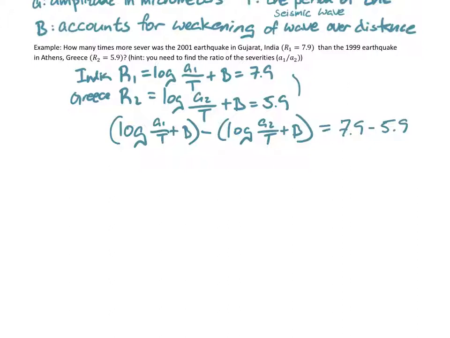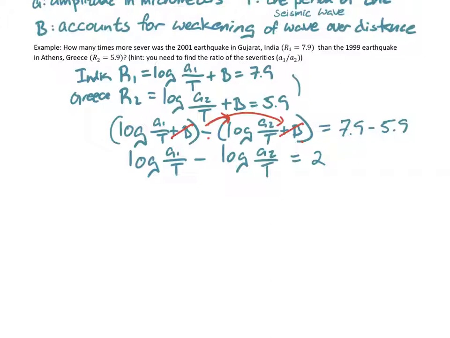Okay, first step here is just to distribute this negative. If this negative is on both the log and the b, we now have a negative b and a positive b. Well, those are just going to end up canceling out. So on our next step, we have log A sub 1 divided by t minus log A sub 2 divided by t equals, and we can go ahead and subtract those as well, and we end up with 2.